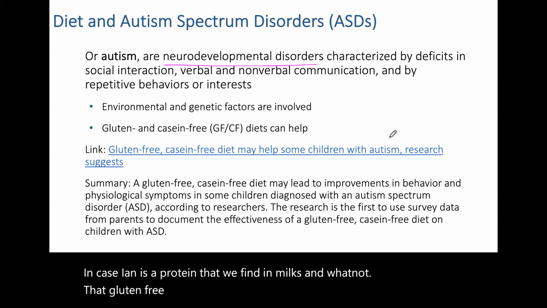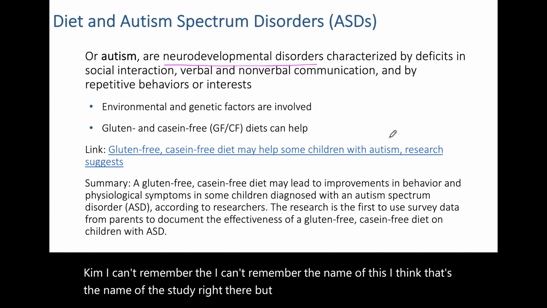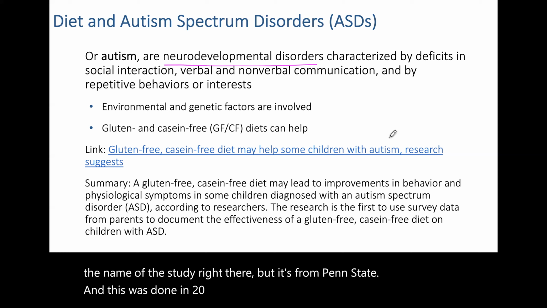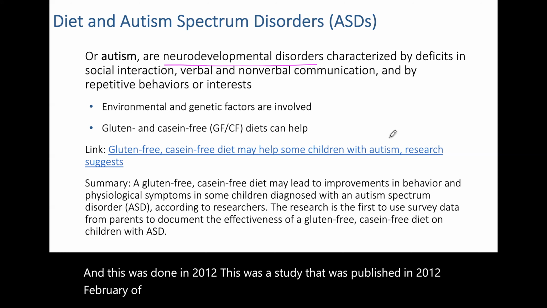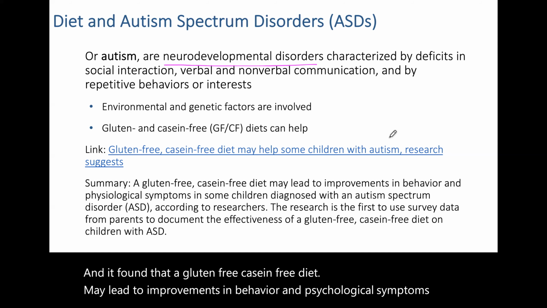Here is a link to an article. I can't remember the name of this. I think that's the name of the study right there, but it's from Penn State. And this was a study that was published in February of 2012. And it found that a gluten-free, casein-free diet may lead to improvements in behavior and psychological symptoms in children diagnosed with ASD.